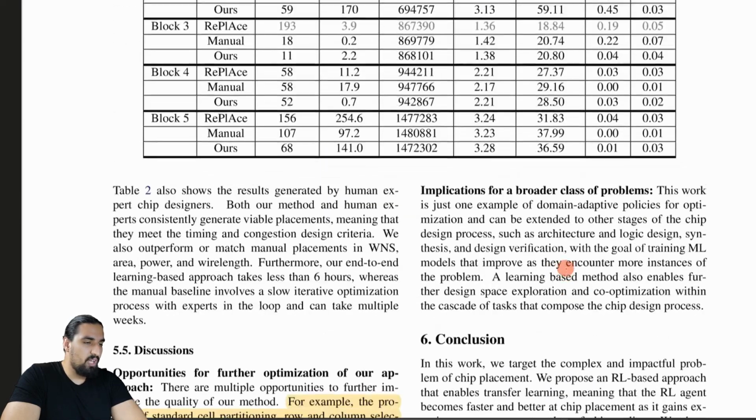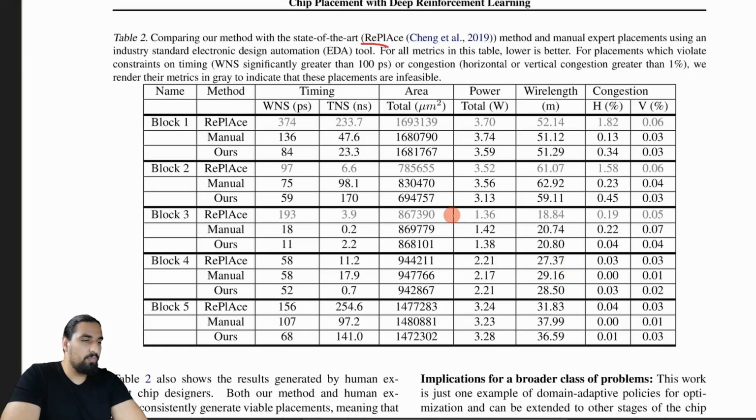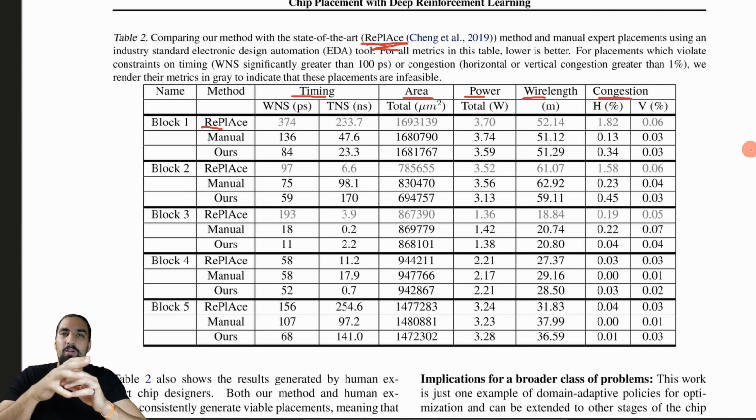Okay, last table, and I think we're done here. They compare it with this RePlAce method from 2019. It's one of the state-of-the-art placement methods, and again, looking at different metrics like timing, area, power, wire length, congestion, it outperforms RePlAce, which not only has lower performance, it also has higher cost. It also many times just creates invalid placements, because the congestion was too big, or there was some invalid placement made, and so it's harder to get it to work.